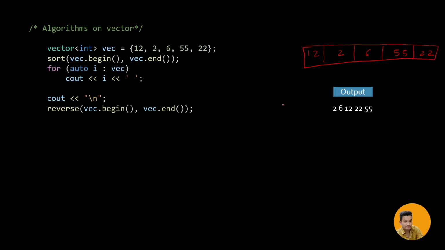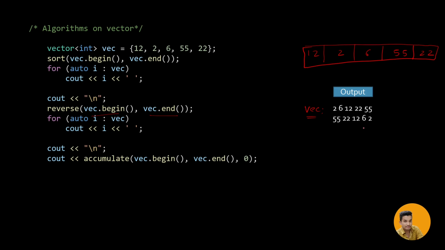And then suppose you want to reverse the vector. This is our new vector. You can use the reverse function, and you specify begin and end, which means you want the full length reversal. So this is going to reverse it. Here is the reversed vector.